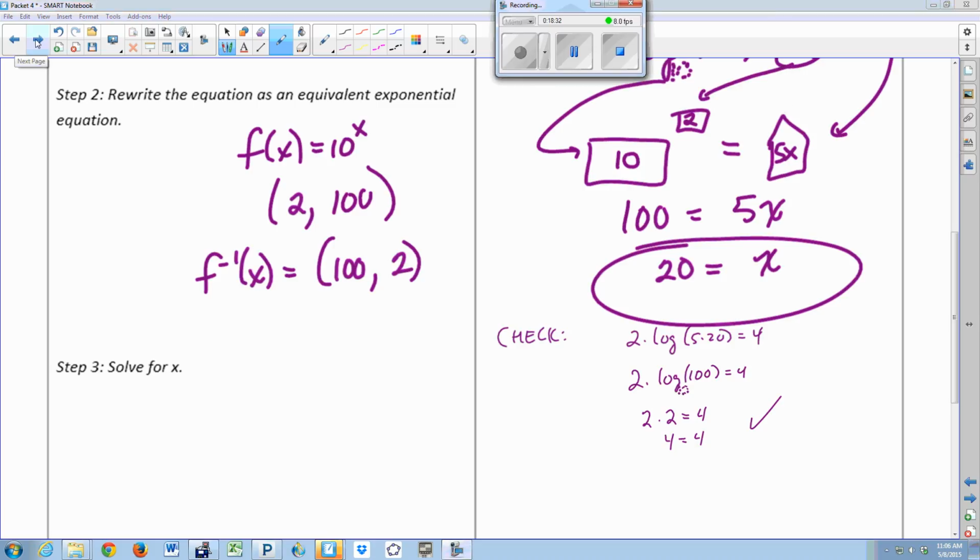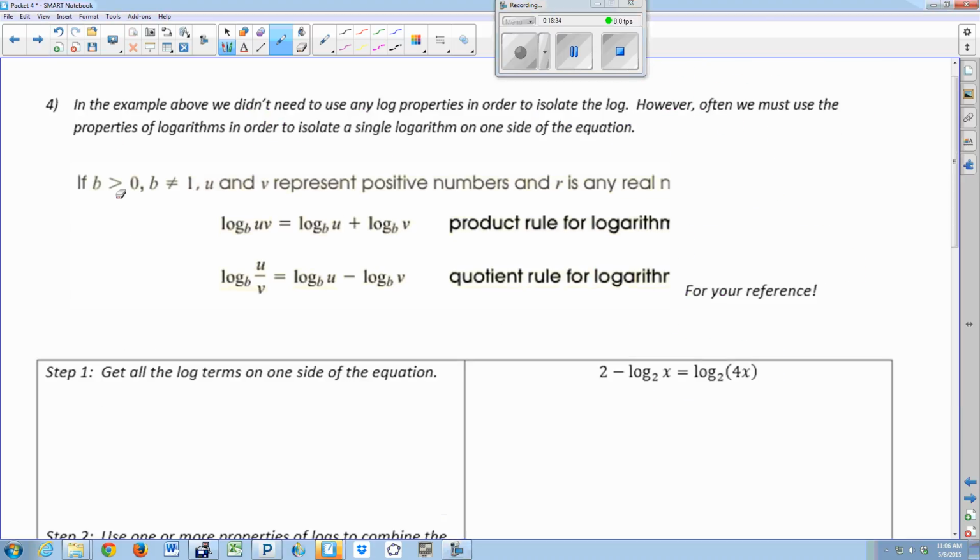Okay, let's take a look at the next problem. Sometimes we have to use our log properties in order to isolate our log. Now, when I copied this over to SmartPrint, I missed out on the last property here, which is log base B. What does it say on your paper? U to the R. Okay, thank you. U to the R, log base B. And that's called the power rule for logarithms.